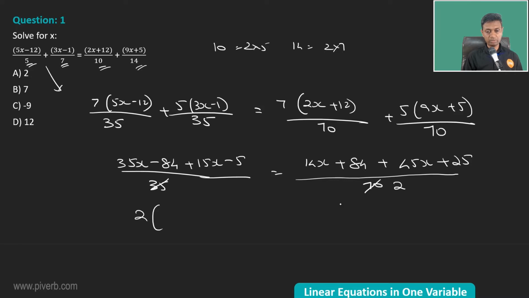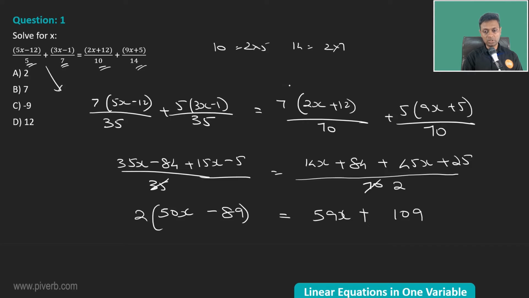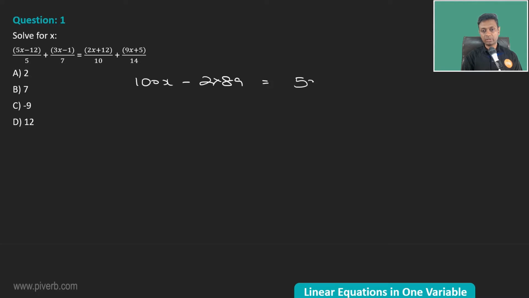So 2 times, cross multiplying, 35x plus 15x is 50x, minus 89, equals 14 plus 45 is 59x, plus 84 plus 25, which is 109. So let's simplify this. 2 times 50x is 100x minus 2 into 89 equals 59x plus 109.